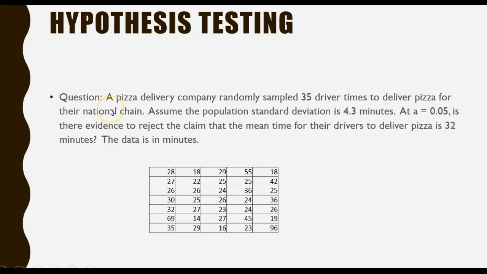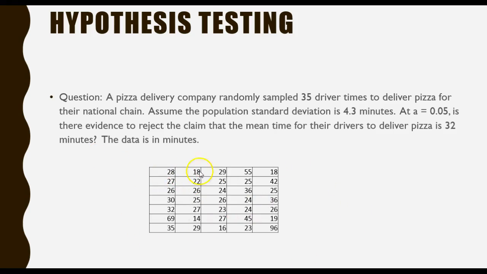Let's look at another one. A pizza delivery company randomly sampled 35 driver times to deliver pizza for their national chain. Assume the population standard deviation is 4.3 at an alpha of 0.05. Is there evidence to reject the claim? Okay. That the mean time for drivers to deliver pizza is 32 minutes. They're claiming it is 32 minutes, or it is equal.